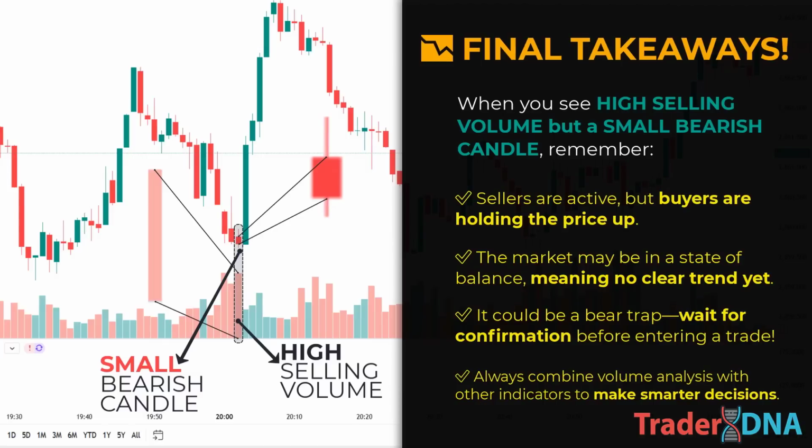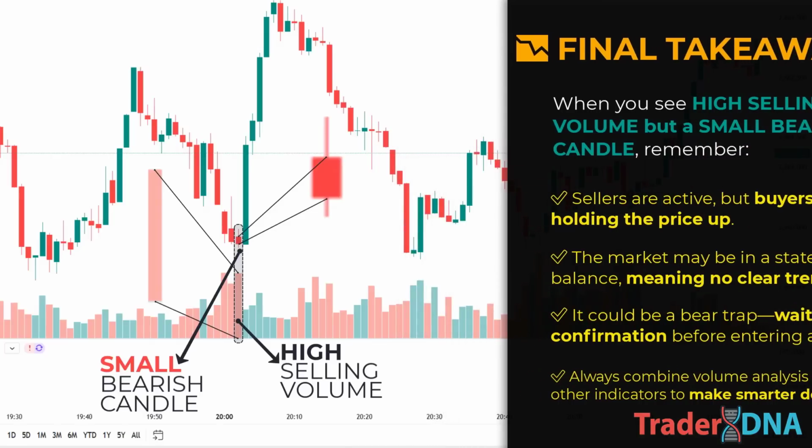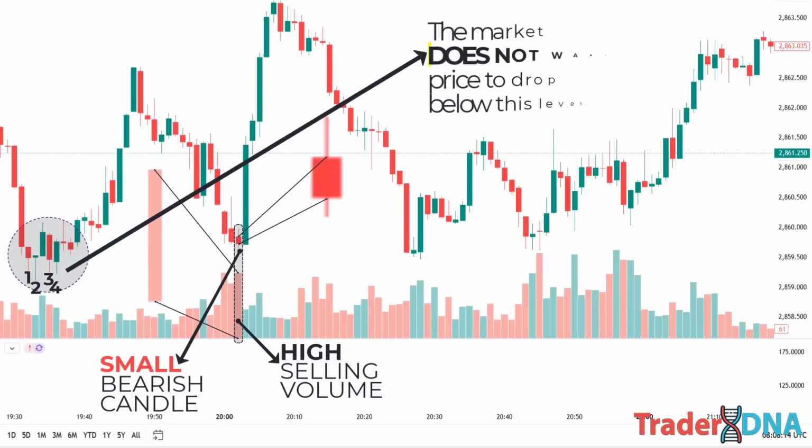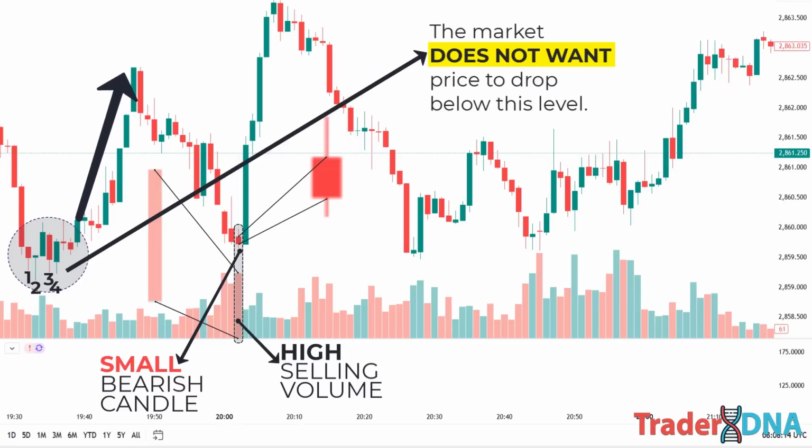Now, let's test this in real market conditions. We're about to analyze a real example of this anomaly: high selling volume, but a small bearish candle. Over here on the left, we can see 4 candle wicks stopping at the exact same price area. And guess what? None of them can break lower. What does that mean? It means the market does not want price to drop below this level. Instead, the market is telling us, hey, this is a strong support zone and we want price to go up. And sure enough, boom, the price rockets upward almost effortlessly.